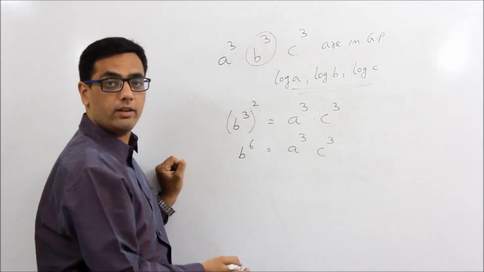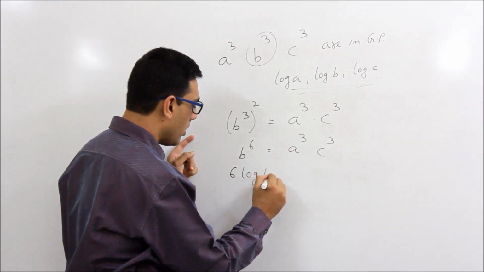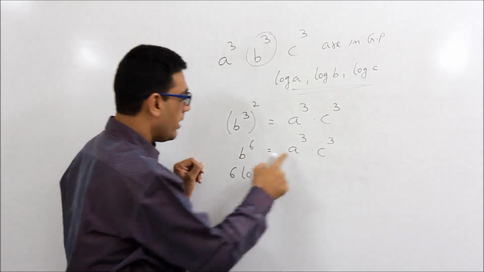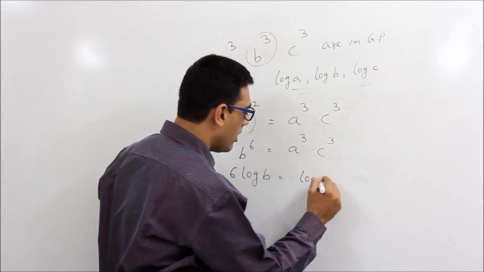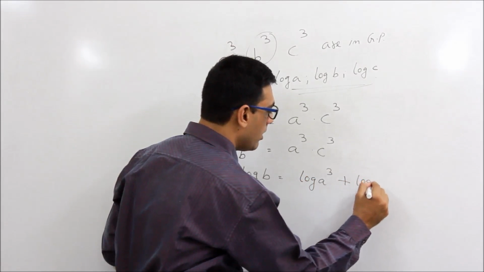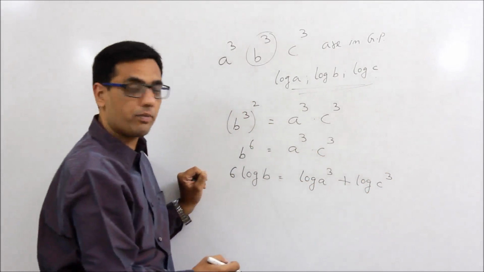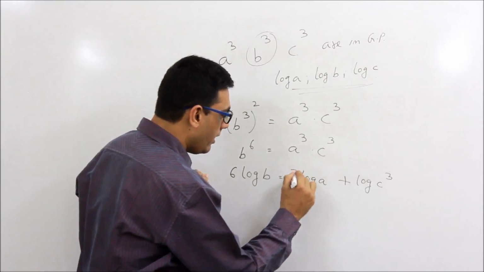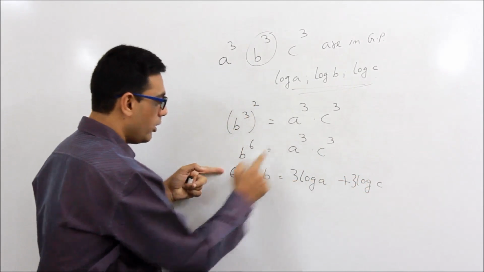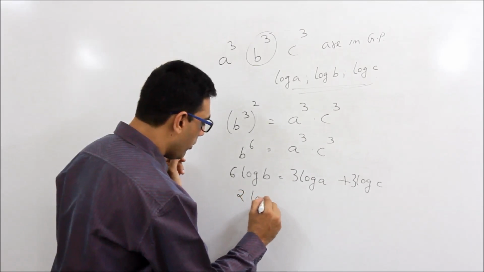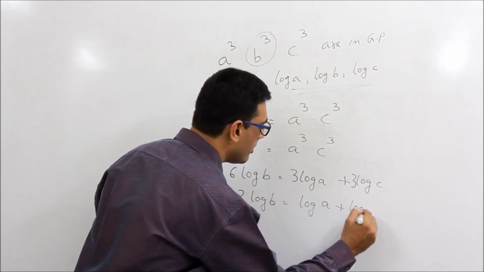Now take log on both sides. When you take log of B raised to 6, it becomes 6 log B. As I told you, power will come here. And when you take log of A cube into C cube, it can be written as log A cube plus log C cube, because log of A into B is equal to log A plus log B. So here this power we can again write. So 3, 3 and 6, 3 can get cancelled, it becomes basically 2 log B is equal to log A plus log C.